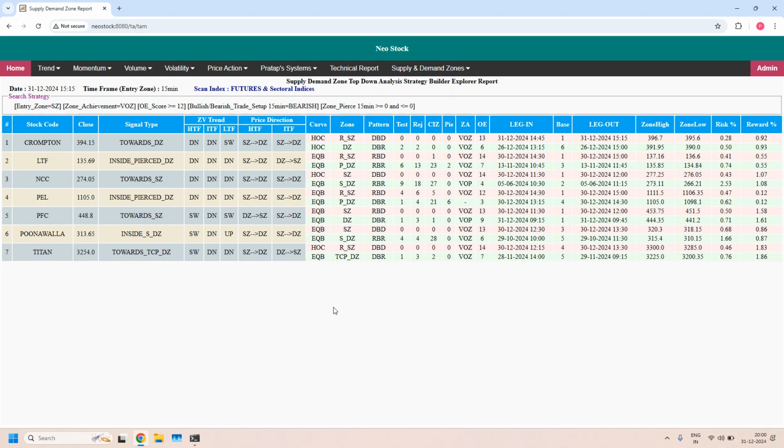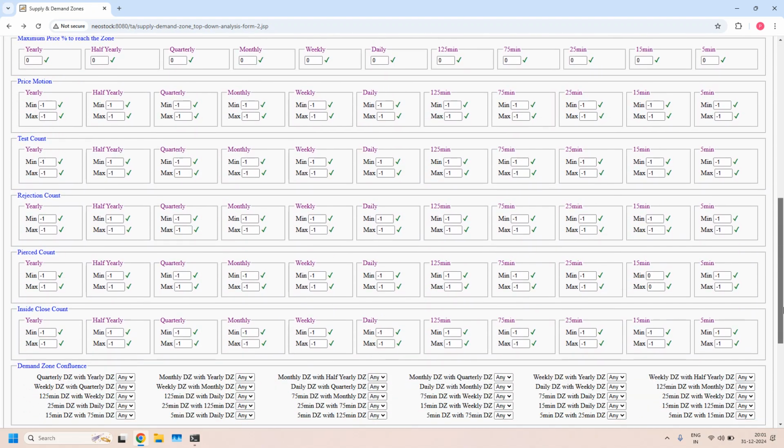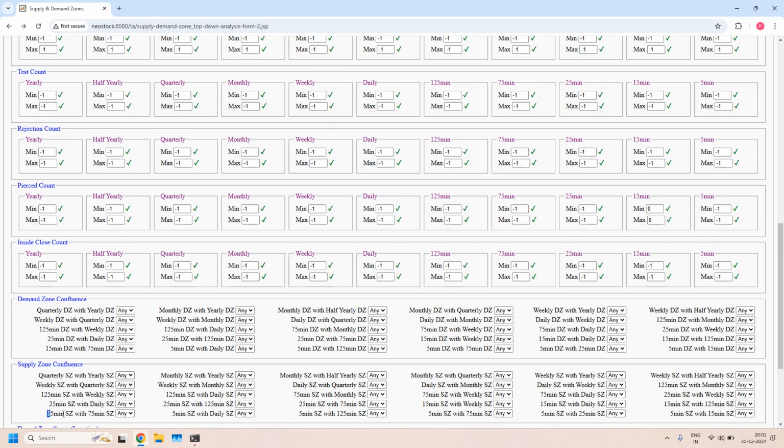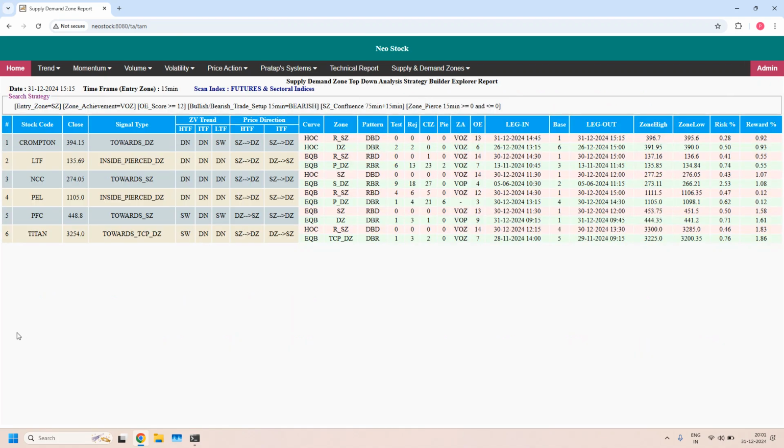Apart from that, we can also further filter these stocks based on the zone confluence. The first filter is LTF and ITF supply zone confluence, that is 15 minutes and 75 minutes supply zone confluence. I enable the filter. With this filter, the list has come down to 6. In all these 6 stocks, these 15 minute supply zones are part of the 75 minute supply zone. That is what zone confluence.